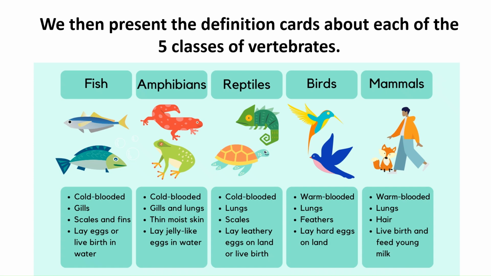The fish are cold-blooded, have gills, scales and fins, lay eggs, or some give live birth in water. Amphibians are cold-blooded, have gills and lungs, thin moist skin, and jelly-like eggs in water. The reptiles are cold-blooded, have lungs, scales, and lay leathery eggs on land or give live birth. Birds are warm-blooded, have lungs, feathers, and lay hard eggs on land. Mammals are warm-blooded, have lungs, hair, give live birth and feed their young milk.